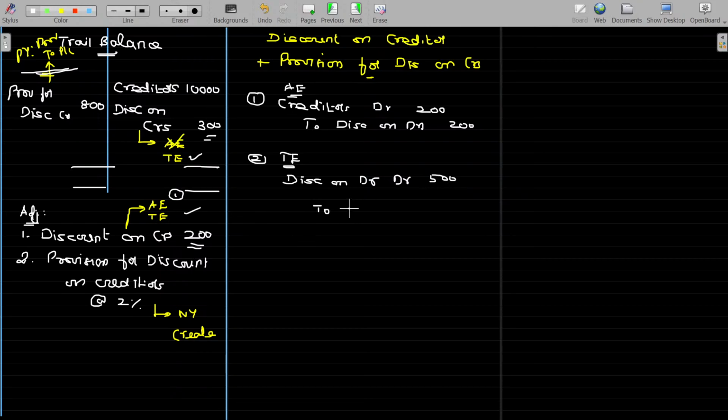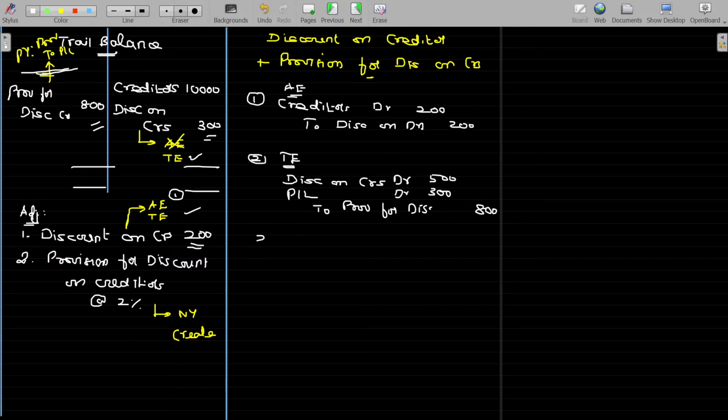Two. Provision for discount on creditors. How much we have already in the beginning? On usage, the debit balance is going to be used. So it is going to be credited 800 rupees. The difference between these two, 300 rupees, can be simply transferable to the P&L account. So to the P&L account debit side. Transfer entry. Okay. This is discount on creditors.